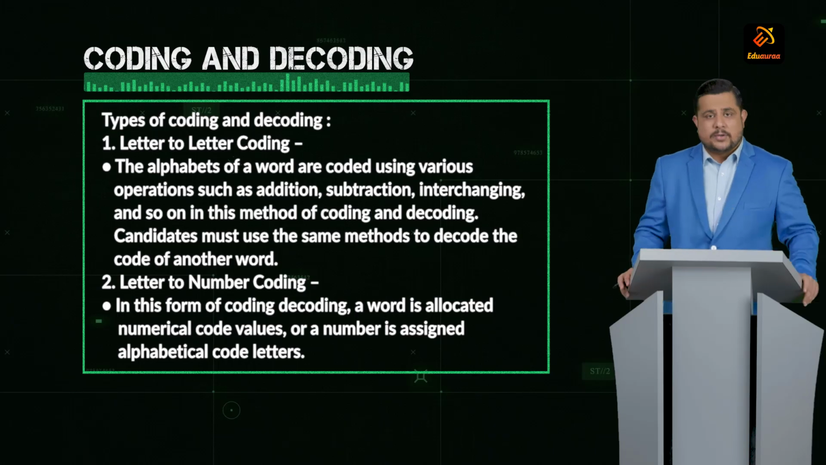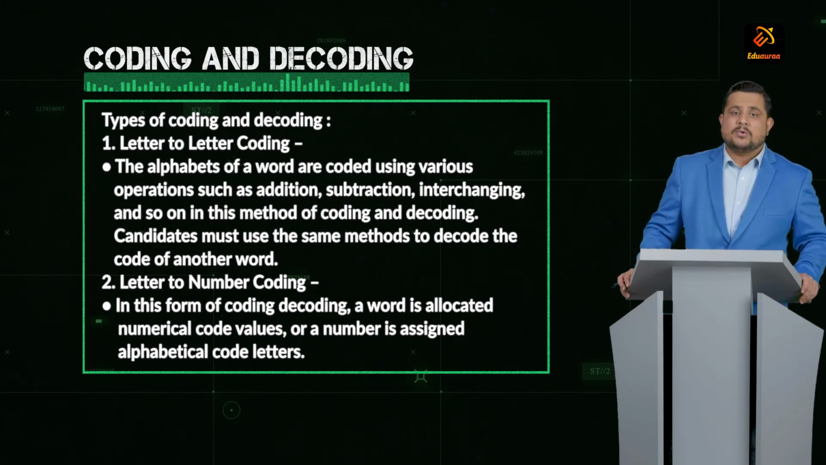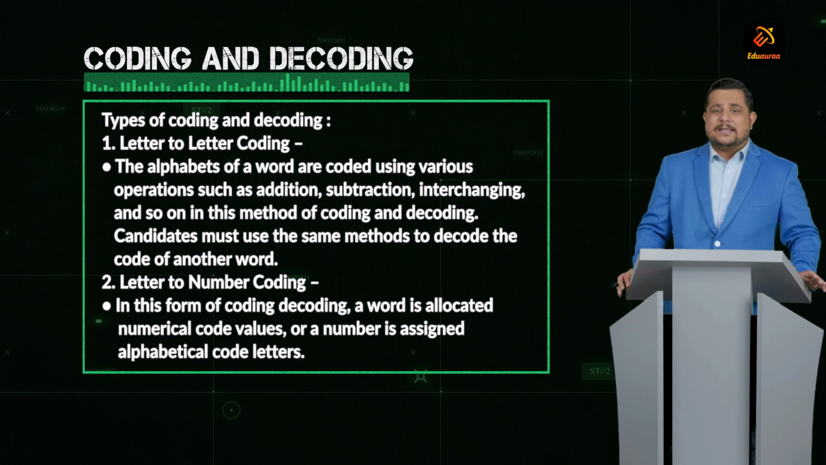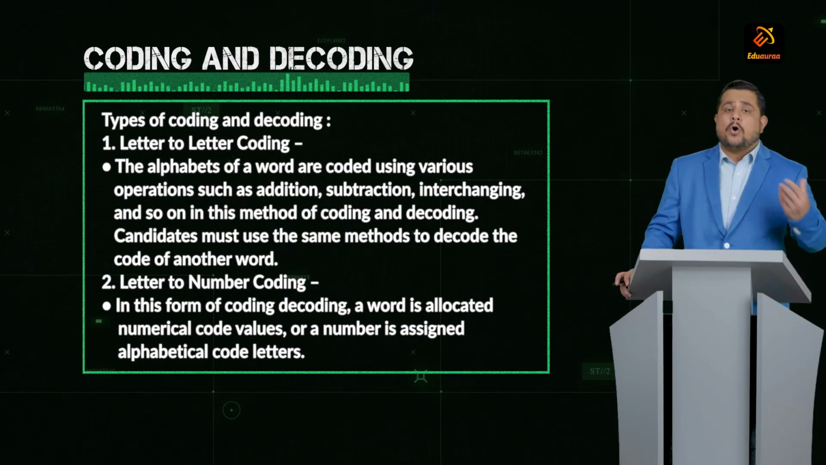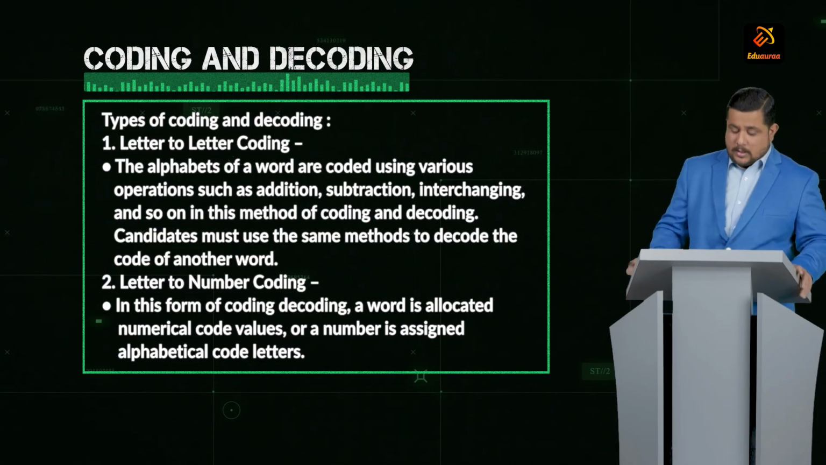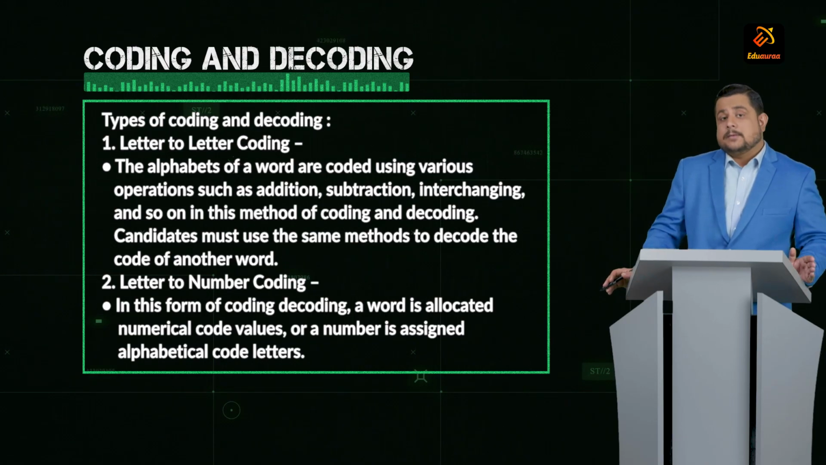Letter to letter coding. When we talk about letter to letter coding, the alphabets of a word are coded using various operations such as addition, subtraction, interchanging the places, and so on. There can be opposite or reverse letters also.